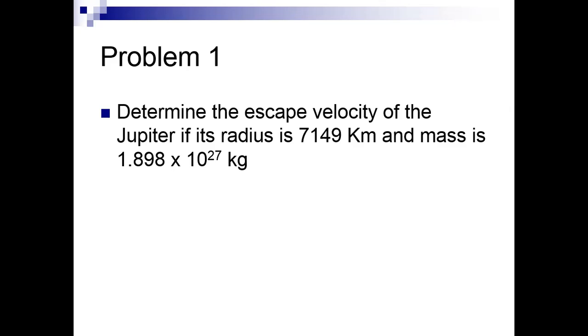So, this time, they are going to determine the escape velocity of the Jupiter. If its radius is 7,149 kilometer and the mass is 0.898 times 10 to the 27 kilogram. So, this time, we are going to use Jupiter. Okay? So again, start tayo sa given. No? So ang given natin na ipinigay dito, ang mass ng Jupiter. Okay? Mass of Jupiter is equal to, sorry, 1898 times 10 to the 27 kilogram. And then meron siyang radius na 7,149 kilometers.